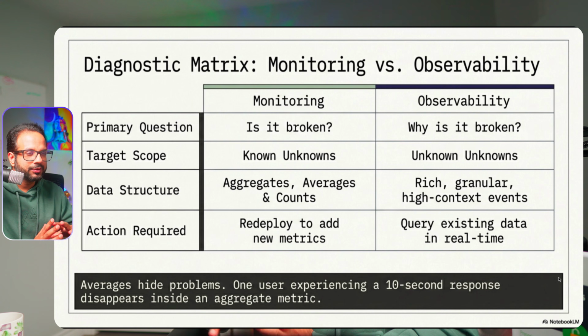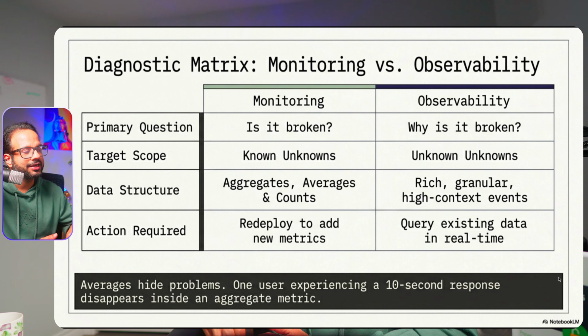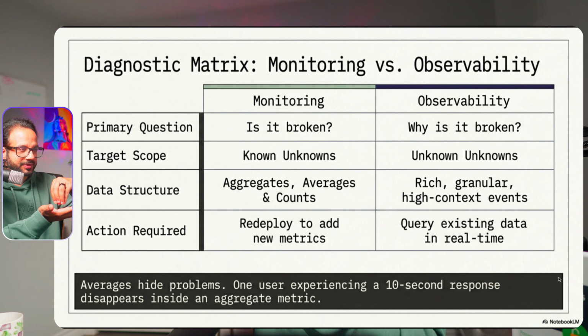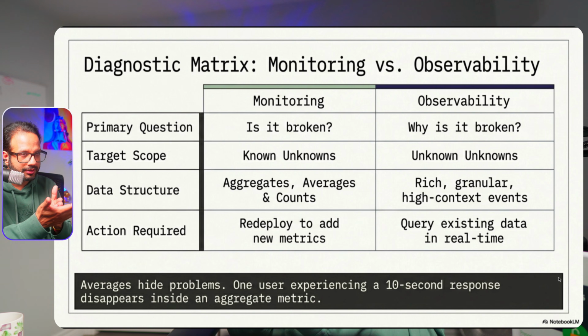So now if you have a quick look at the difference between monitoring and observability, monitoring asks is the system broken, and observability focuses on why it is broken. The target scope in monitoring is known unknowns. In observability, the target scope is unknown unknowns. Unknown unknowns as in what to trace or what to monitor is also unknown, and the issue that you are facing is also unknown. That could be something that you are facing for the first time, but observability helps with that. With monitoring, you know what to monitor. You have those metrics, you set those metrics and signals in advance. That means those are known things only.